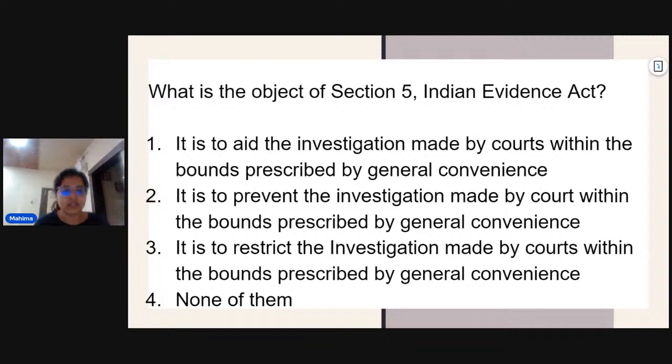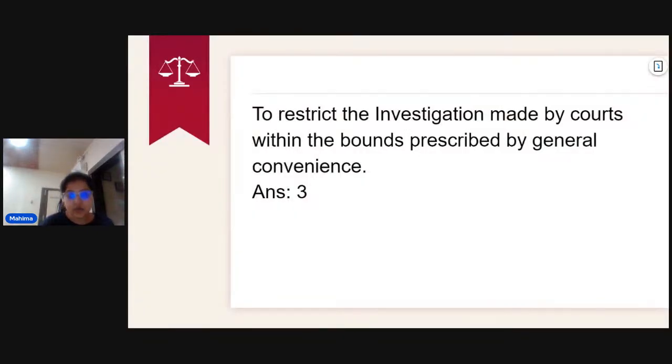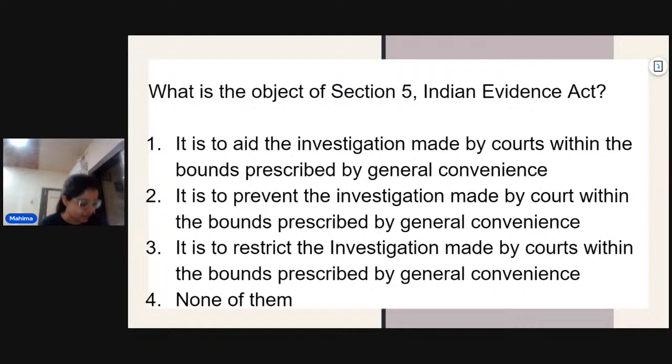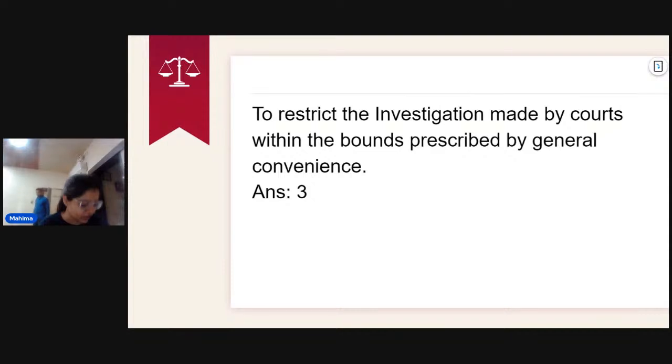What is the object of Section 5 of the Indian Evidence Act? It is to aid the investigation made by the courts within the bounds prescribed by general convenience. It is to prevent the investigation made by the court within the bounds prescribed by general convenience. It is to restrict the investigation made by courts within the bounds prescribed by general convenience. None of the above. Yes, correct, Shubham. It was Ram Bihari Yadav. It is option number 3, guys. Section 5 is to restrict the investigation made by the courts within the bounds prescribed by general convenience. Yes, only Divya is correct. Section 5 is restricting the bounds of the area of investigation.